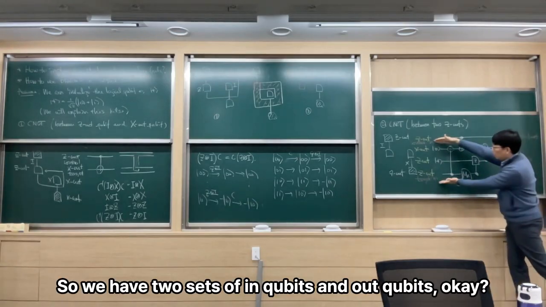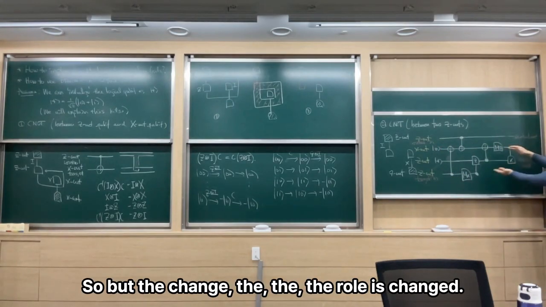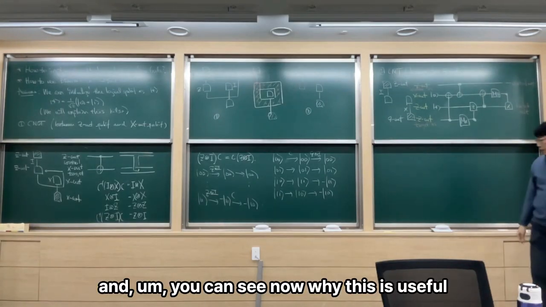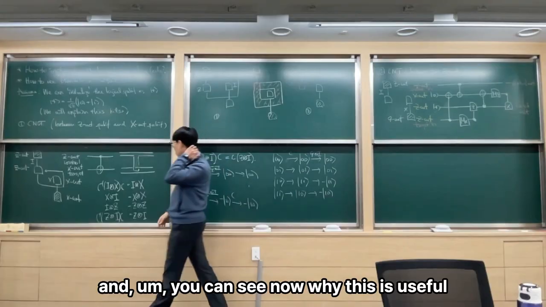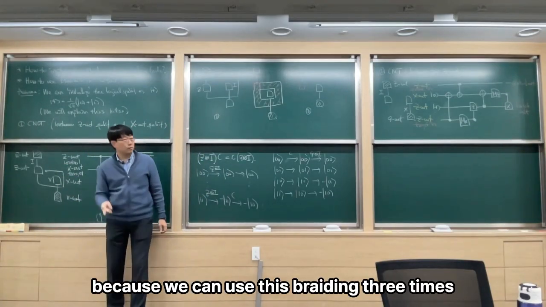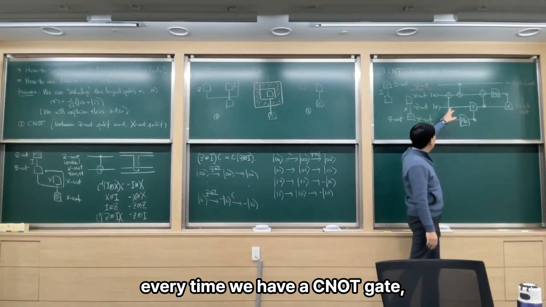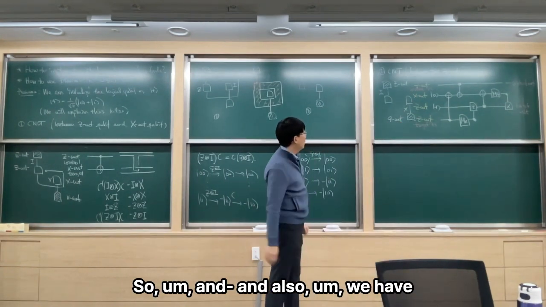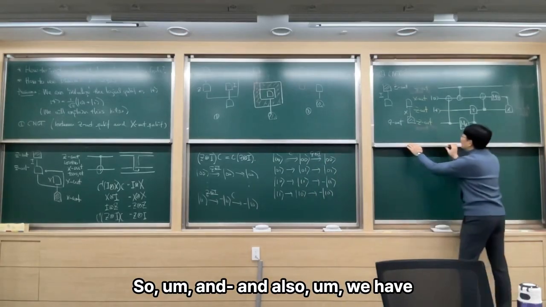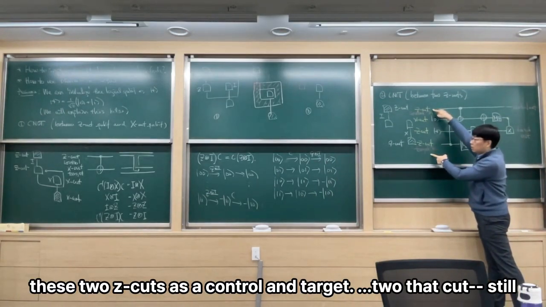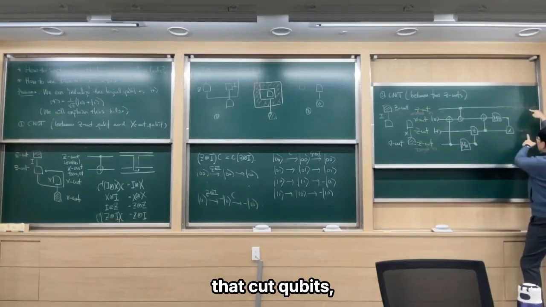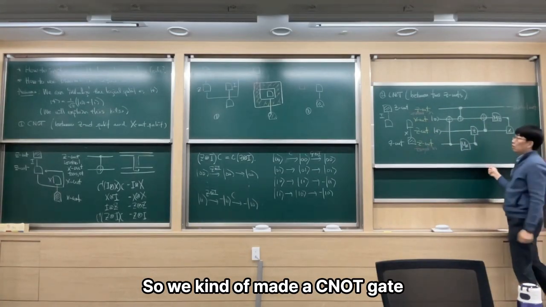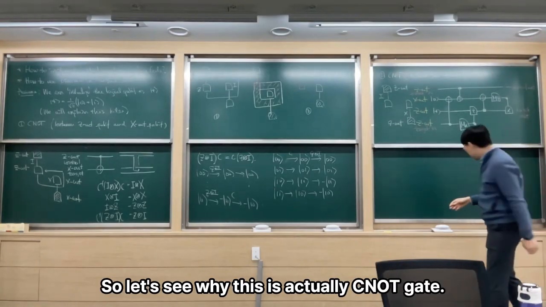So we have 2 sets of in qubits and out qubits, but the role is changed. So this is the picture. And you can see now why this is useful, because we can use this braiding 3 times. Every time we have a CNOT gate, we can take a braiding between this Z cut and X cut, right? And we also have these 2 Z cut qubits serving as control and target. So we kind of made a CNOT gate between 2 Z cuts. So let's see why this is actually a CNOT gate.